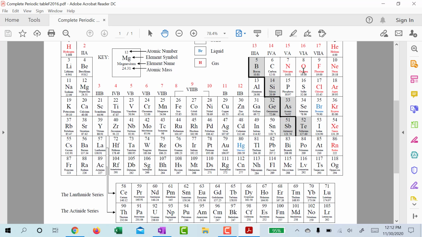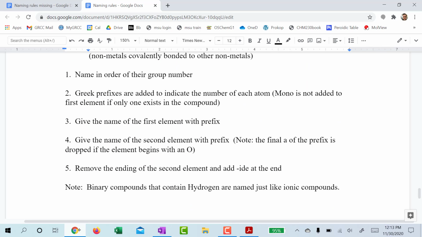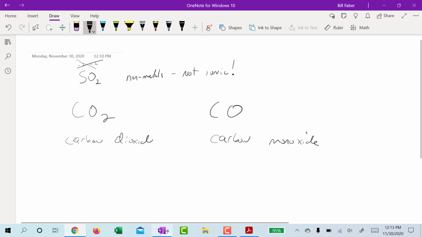Every once in a while, you'll see one where the bigger atom, if it's in the same group, goes first. Okay, so if you saw SO, you'd go SO, but you don't see that very often. Greek prefixes are used to indicate the number of each atom. You don't use mono on the first element. Okay, that's why I did carbon monoxide. You don't put monocarbon monoxide. But if there were 2, so if you had N2O, then it would be dinitrogen monoxide.